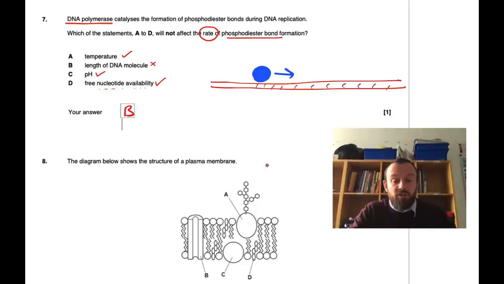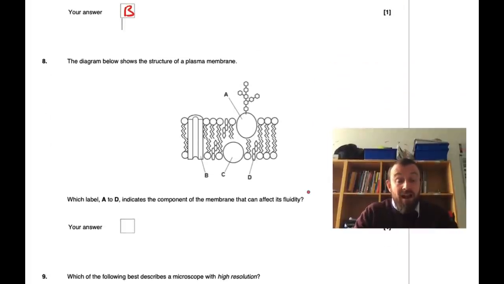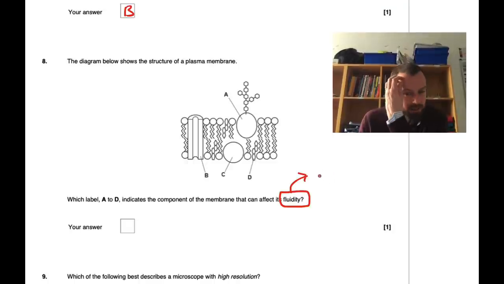The diagram below shows the structure of a plasma membrane or cell surface membrane. Which label indicates the component of the membrane that can affect its fluidity? So the main one that regulates membrane fluidity is cholesterol. And therefore, you just needed to spot which of these is cholesterol. And the answer is D.